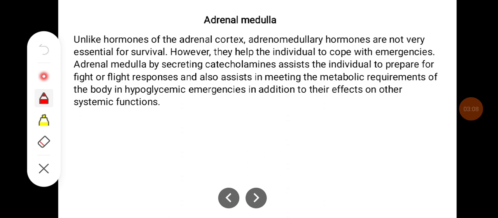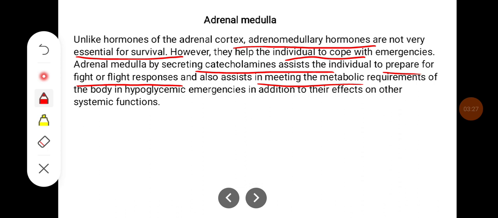Adrenal medulla. Unlike hormones of the adrenal cortex, adrenal medullary hormones are not very essential for survival. However, they help the individual to cope with emergencies. Adrenal medulla, by secreting catecholamines, assists the individual to prepare for the fight or flight responses and also assists in meeting the metabolic requirements of the body in hypoglycemic emergency, in addition to their effects on systemic functions.